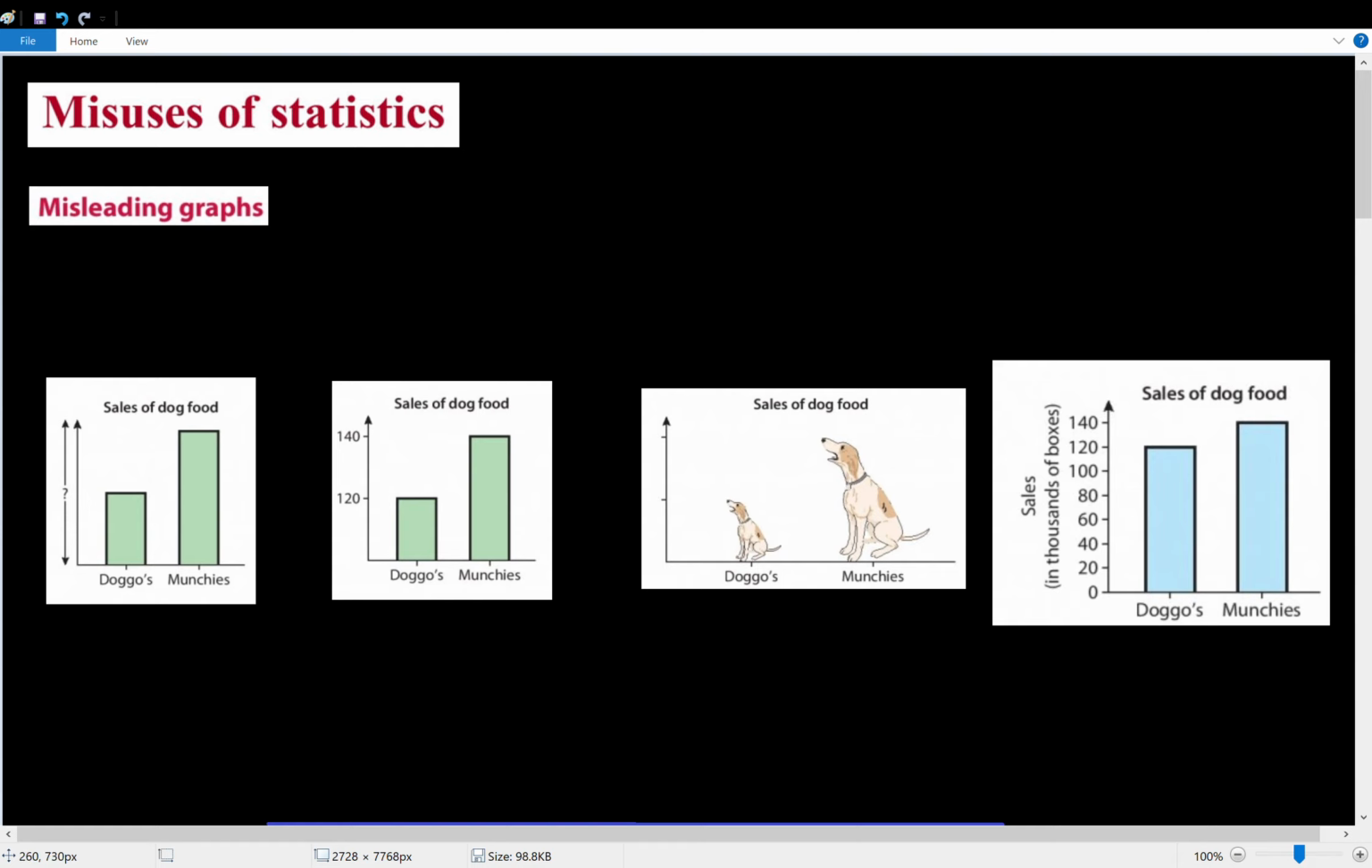But then again, if we see on the next graph over, there is a label on the axis, and it's still showing the massive difference between the Doggo's and the Munchie's sales of dog food. But when you look at the actual axis, you notice that the actual difference in sales is only 120. Because the graph doesn't start down at 0, the difference between these two looks way different just because of where we started the graph. So that's why this is not quite accurate enough.